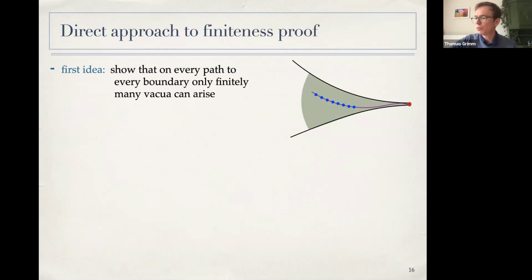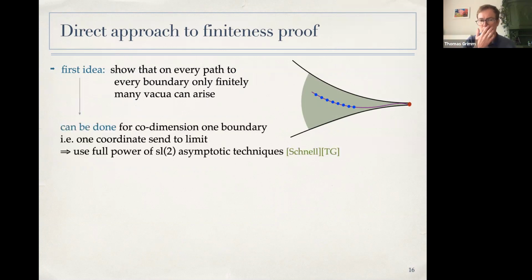So the first idea would be a direct approach. You show that on every path to every boundary, only finitely many vacua can exist. So this would be the first way to do it, and you use the SL2 techniques to do it. Now, this can be done, and in fact, you need the full power of the SL2 asymptotic techniques. And this you can find in my paper from last year. And if you want to understand what's really behind this, I encourage you as a start to read that.